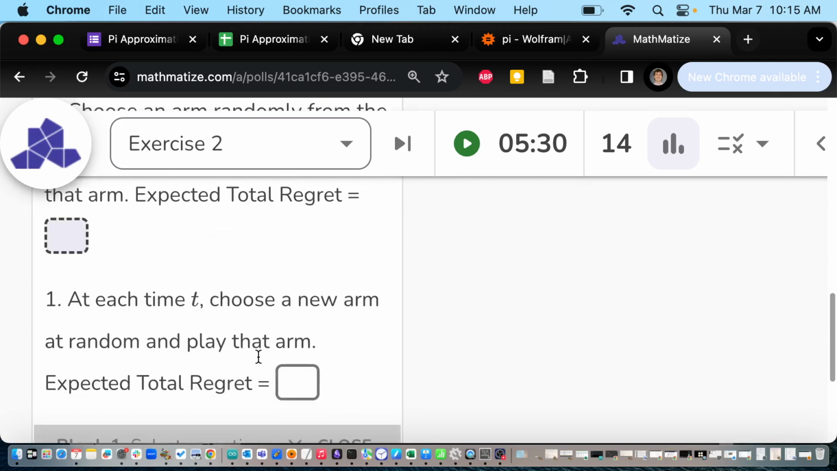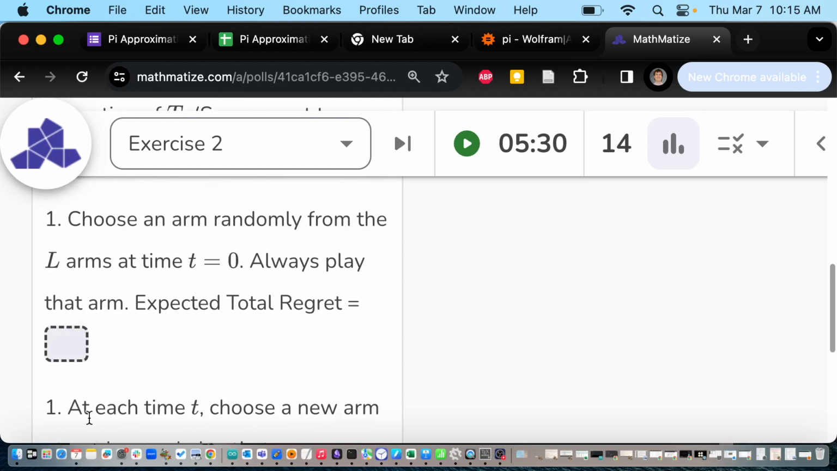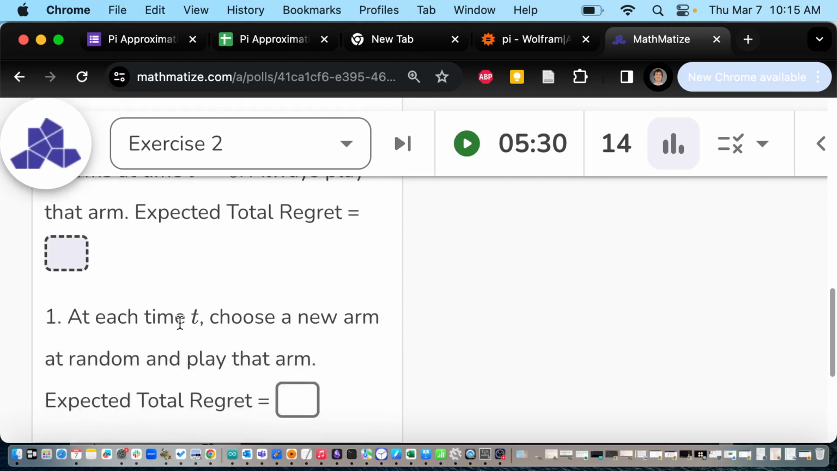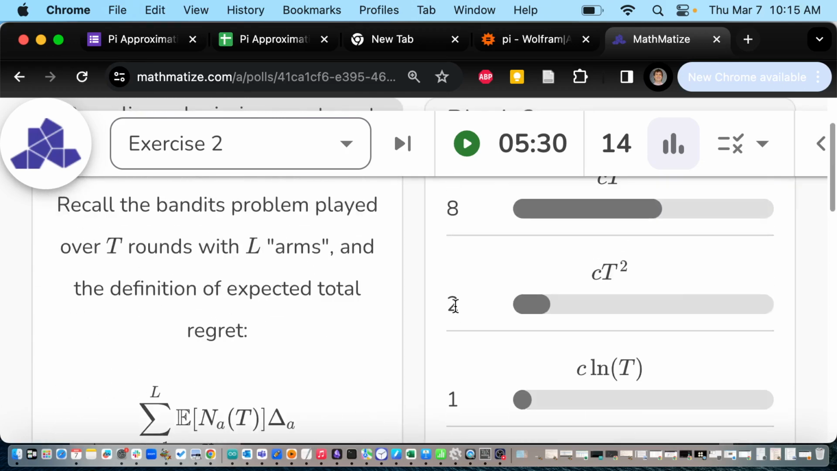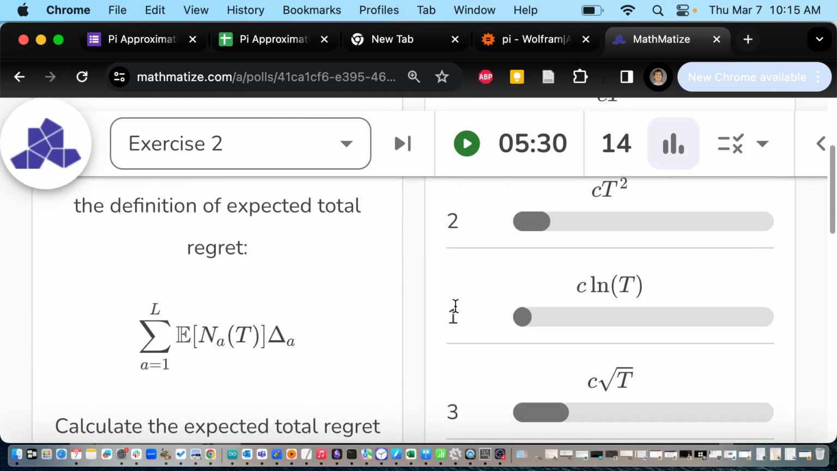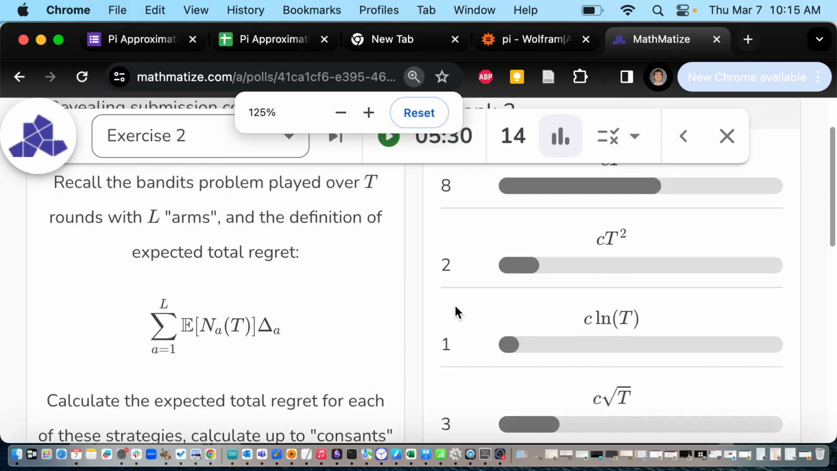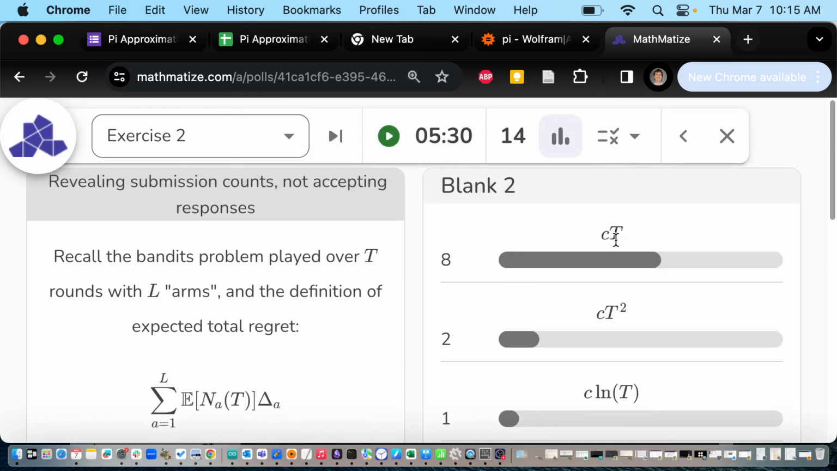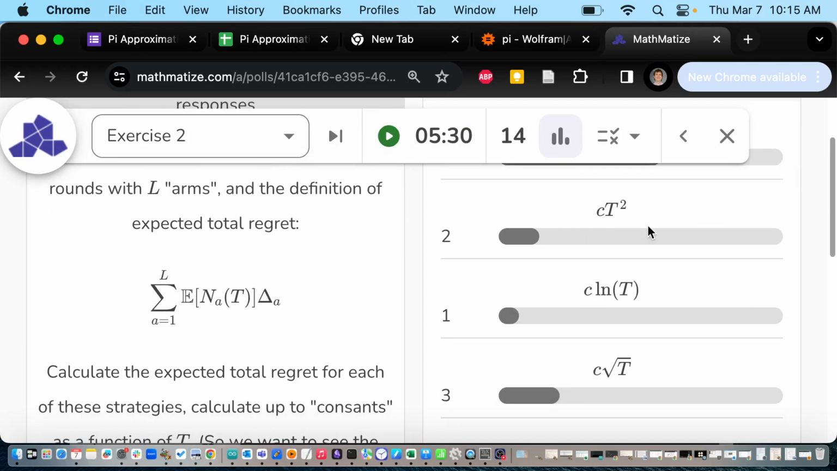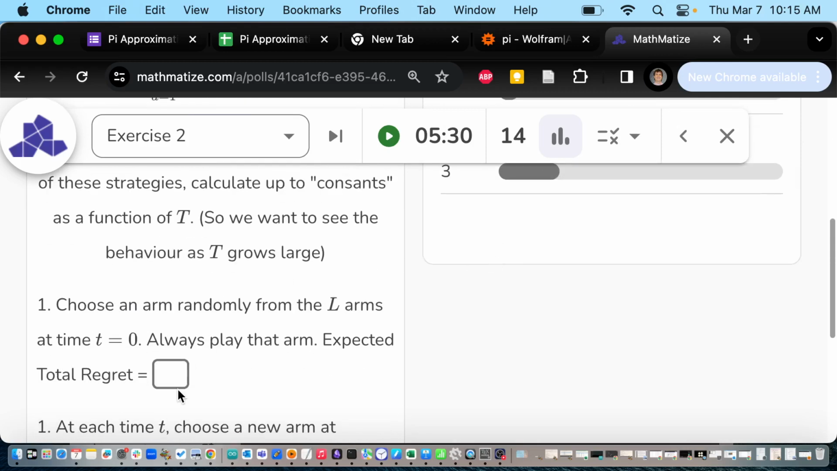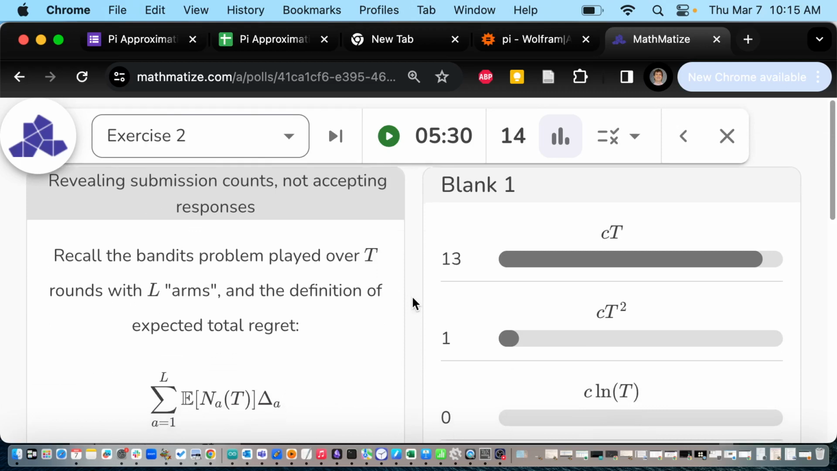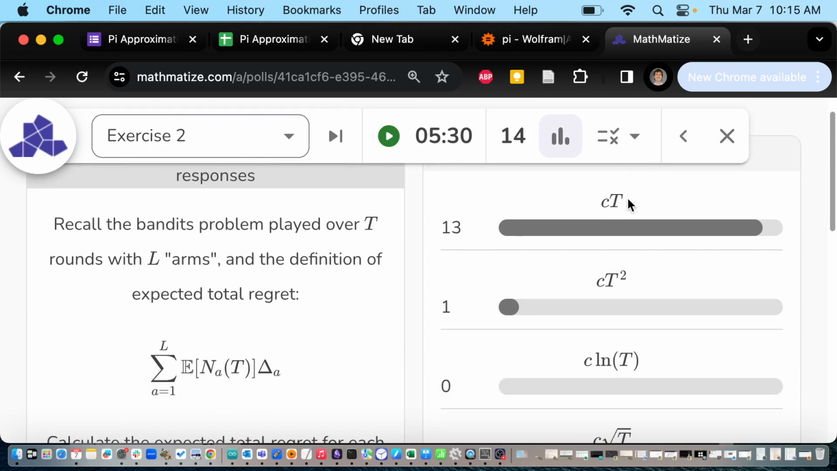What happens if you do this one? I guess this should say 2, but it says 1 again. At each time you choose a new arm and play that. Okay, this one people are a little bit more split. About half the people are in c times t still, and about half the people have switched to something else. I will reveal to you that you guys have the right answer in part 1. So in part 1, 13 people said c times t. The right answer is c times t.